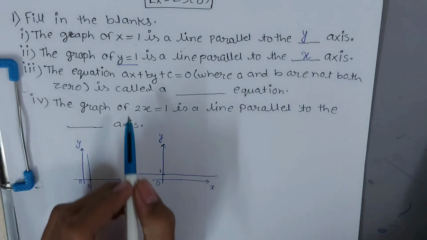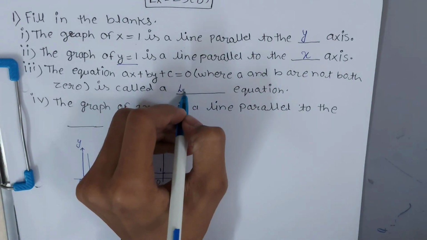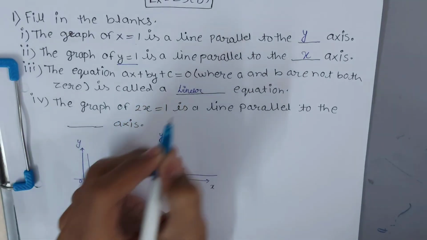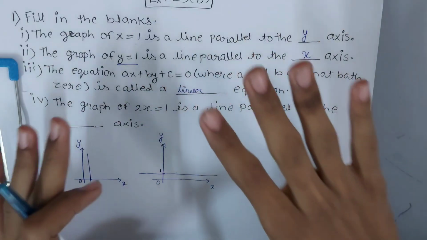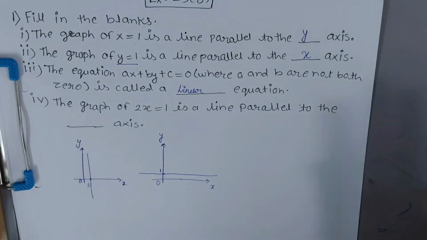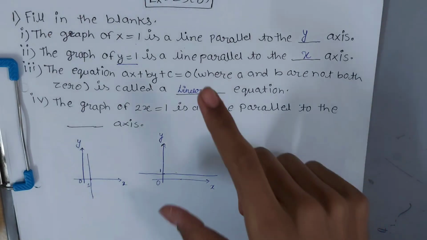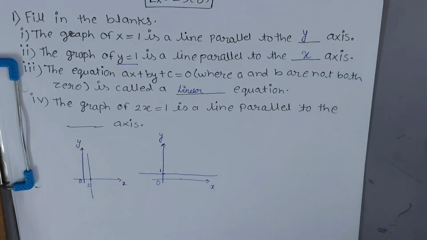Then the equation ax plus by plus c equals 0, where a and b are not both 0, is called a dash equation. Just by looking at this, it's a definition. This equation is called a linear equation. Why? Because it has a highest degree of 1. You can see all the variables have a degree of 1. It doesn't come in the exams, you don't need to learn the definition, but you should know what a linear equation is. It's important for the fill in the blanks, it might come there. So the graph of a linear equation is always a straight line, and many more things are there that we will discuss later on in the exercise.